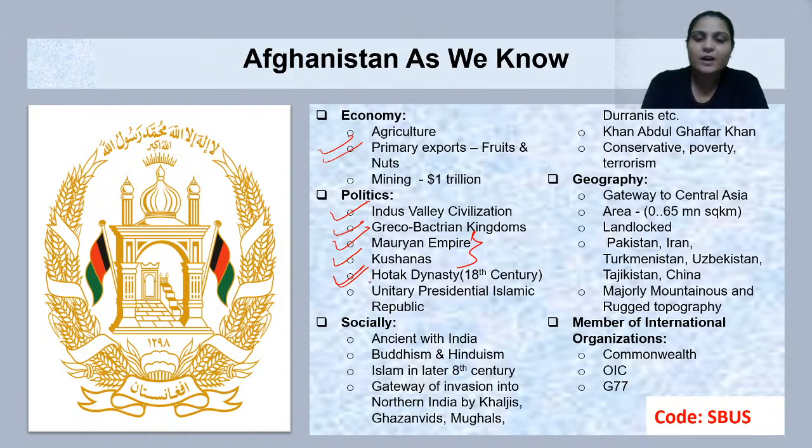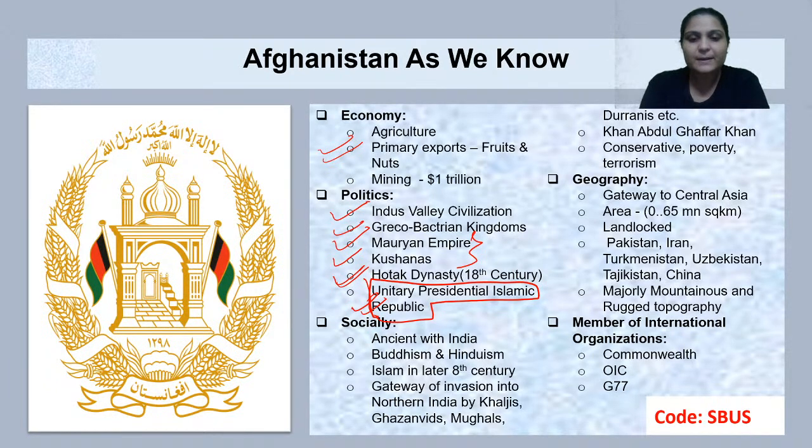And as of now, Afghanistan is a unitary presidential Islamic republic. It is only in 2014, as late as 2014, that for the first time there was a democratic transition of power, and Ashraf Ghani became the president, when Hamid Karzai passed over the power to Ashraf Ghani.